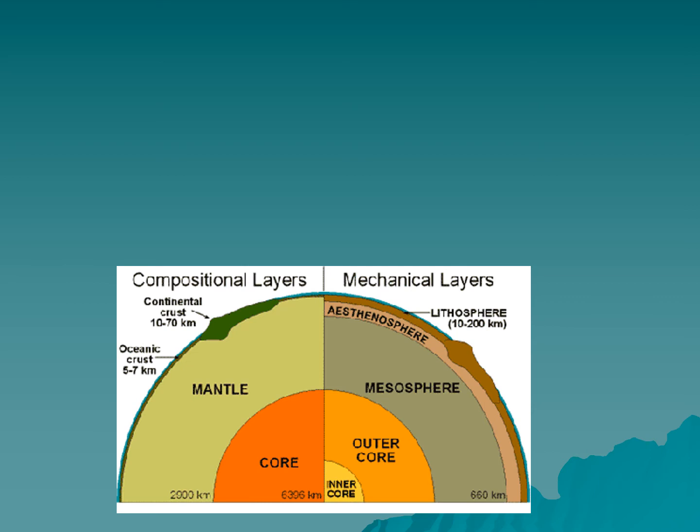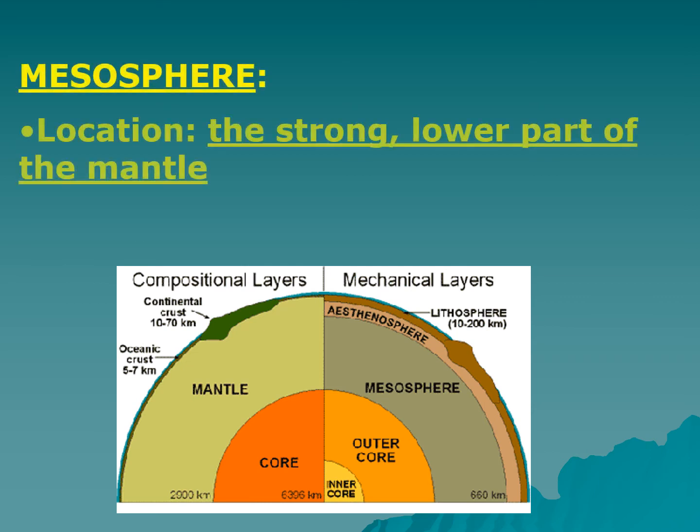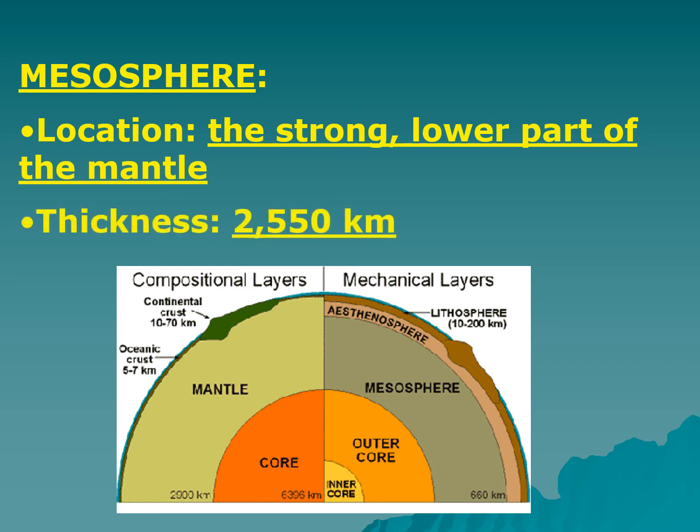Directly under our asthenosphere is our mesosphere. It's a strong lower part of the mantle. It's the largest part of the mantle. It's about 25-50 kilometers thick.